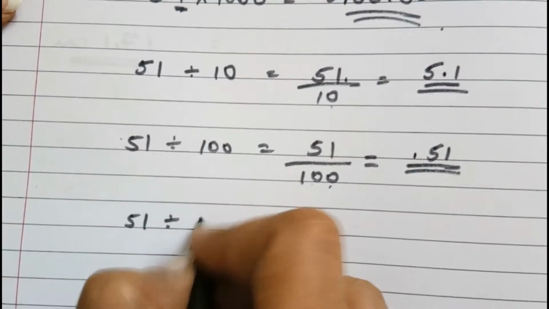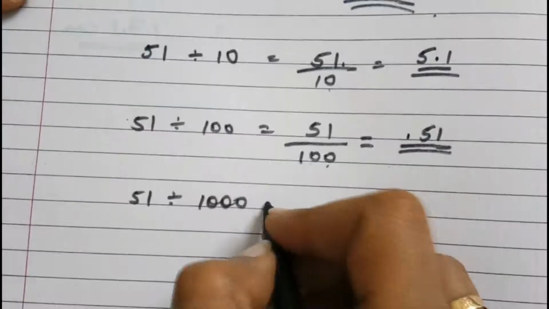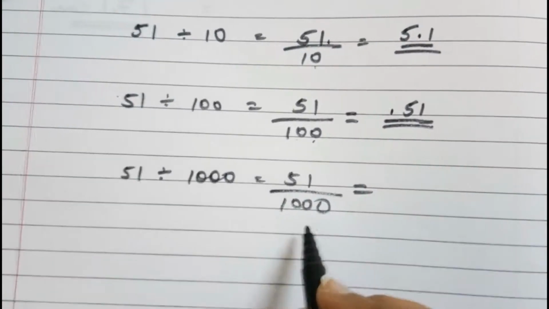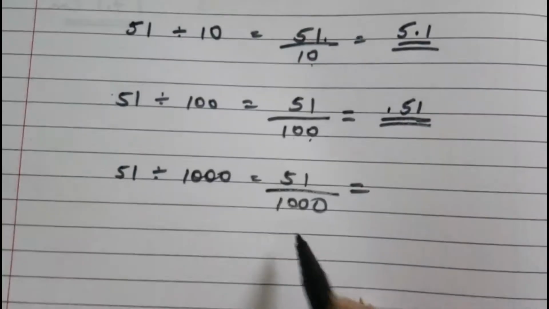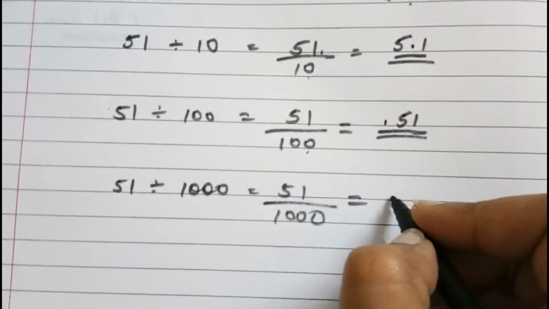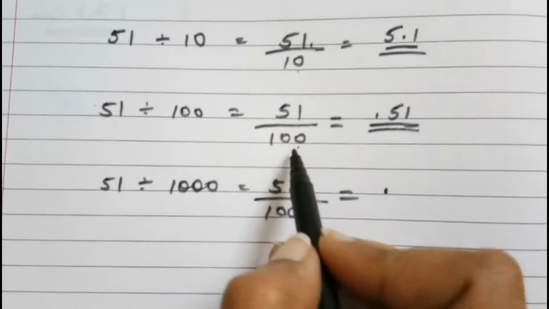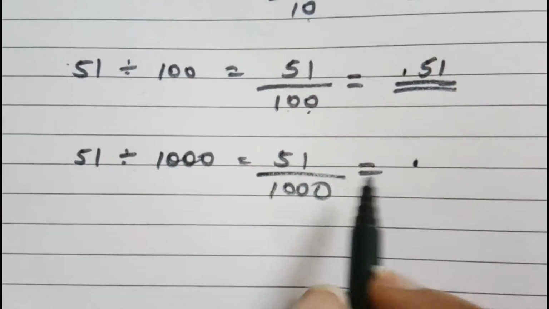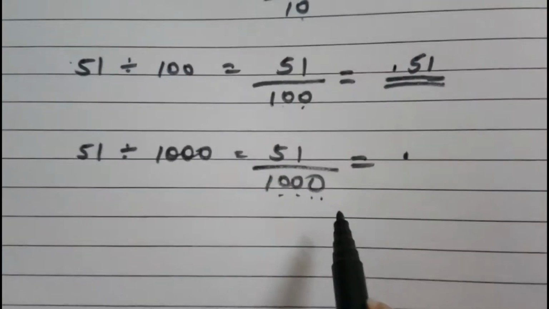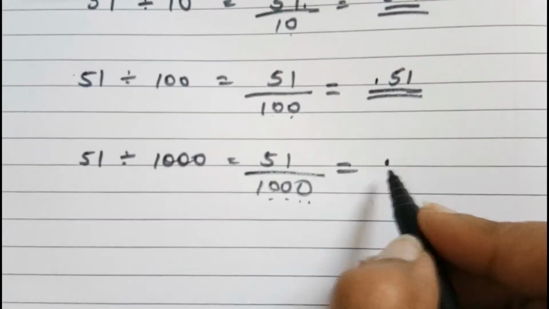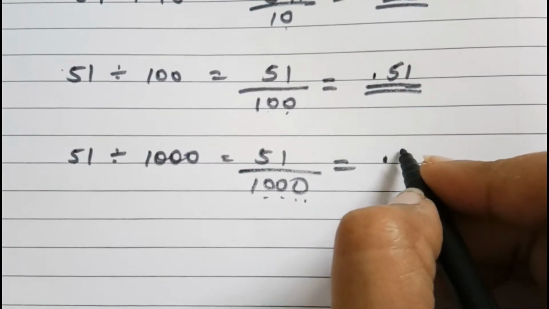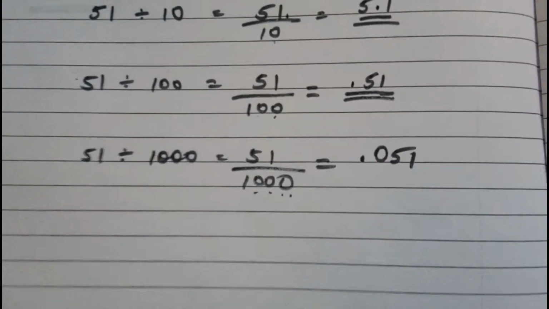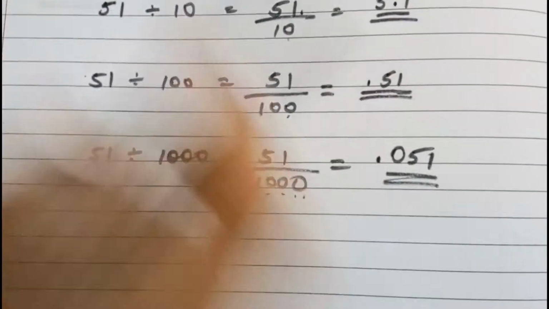Similarly, we'll see the last example with division. 51 divided by 1000. Since there are 3 zeros here, there has to be 3 numbers after the point. But there were only 2 numbers in the numerator, so 2 numbers will come by default. So we will start with 0, and then 5 and 1. Clear?